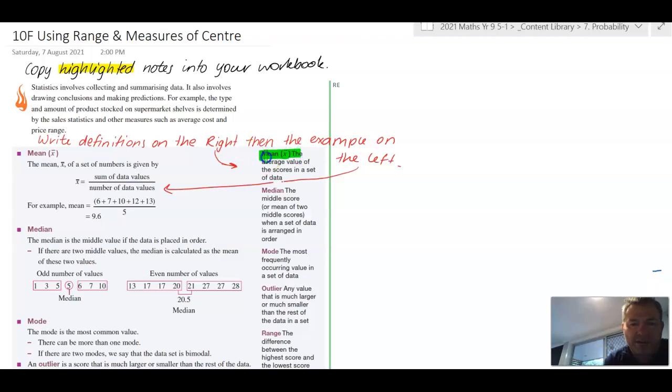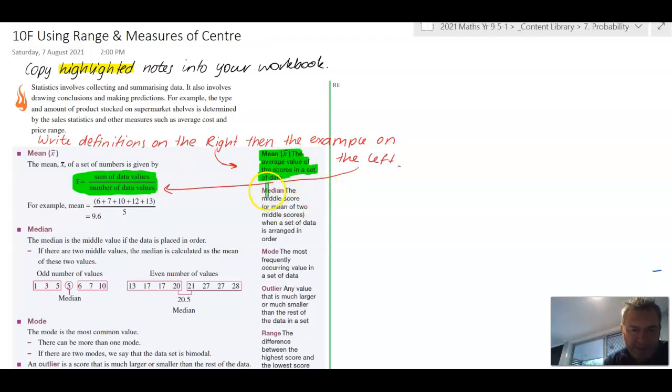The mean is the name that we give to the average. It's the average value of the scores in a set of data. To calculate the mean, we need to add all the scores together, so that's the sum, and divide it by however many numbers there are. So that's the first one, the mean. I'm sure you'll have come across that one before.